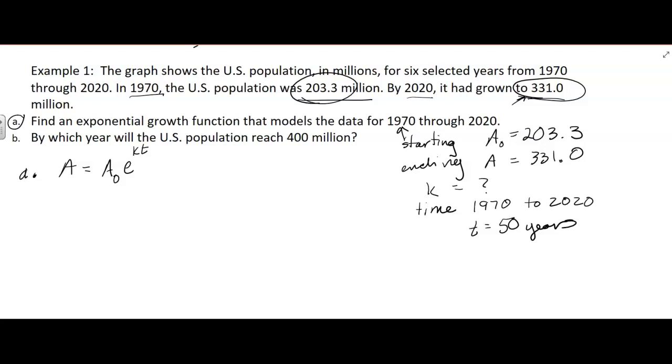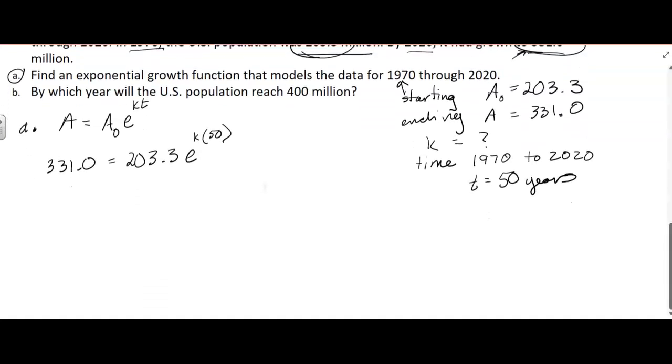Okay, our A, our capital A, is 331.0 if you like. And then A naught is 203.3. E to the K, we don't know K, but T is 50. And remember, that's all in the exponent. So problems like this might look familiar. We've done similar things when we were doing compound interest.